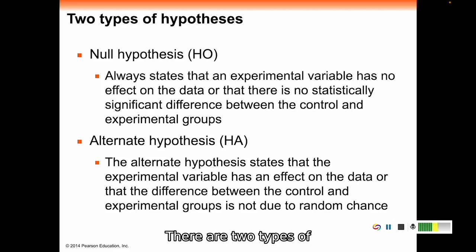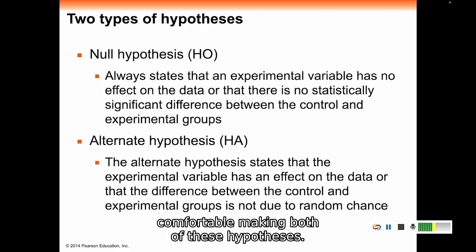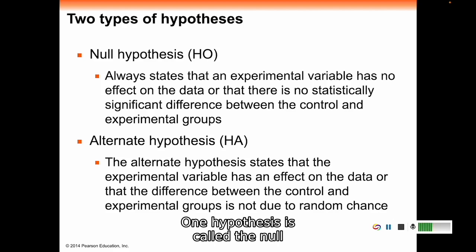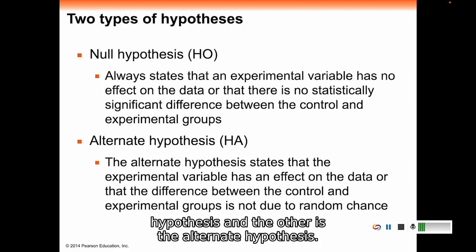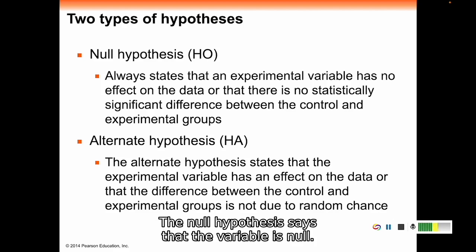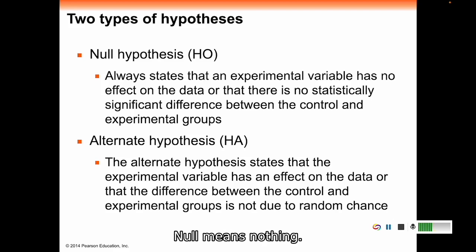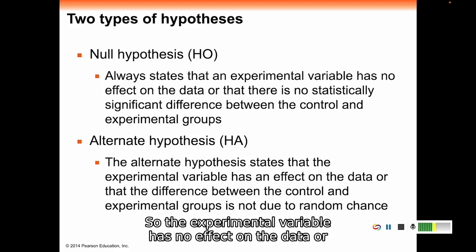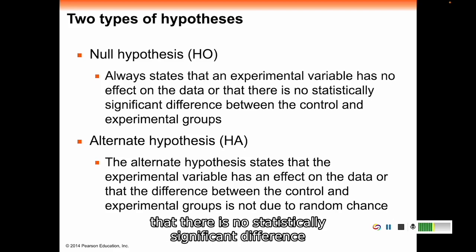There are two types of hypotheses, and you need to be comfortable making both of these hypotheses. One hypothesis is called the null hypothesis, and the other is the alternate hypothesis. The null hypothesis says that the variable is null. Null means nothing. So the experimental variable has no effect on the data, or there is no statistically significant difference between the control and experimental groups.